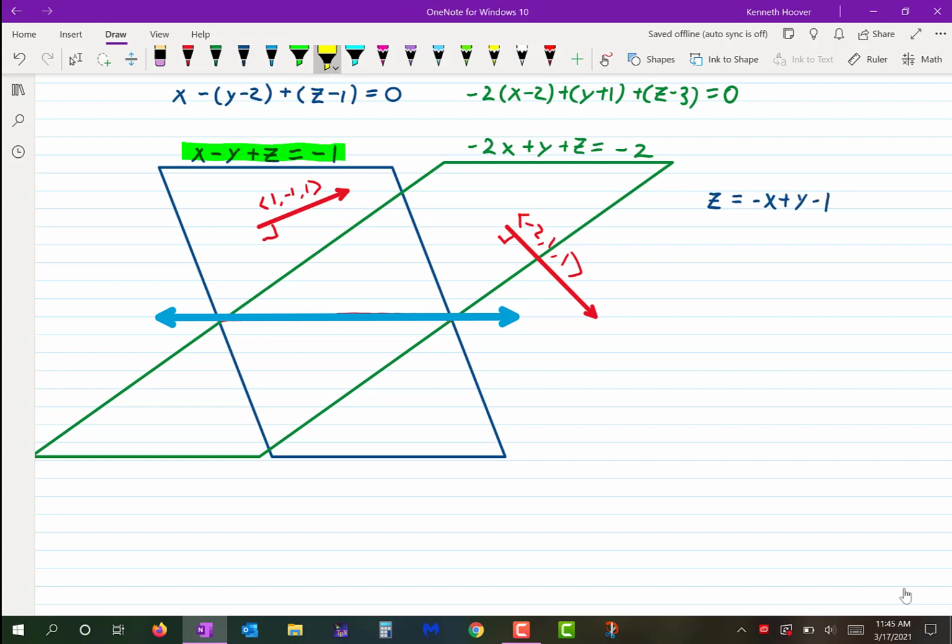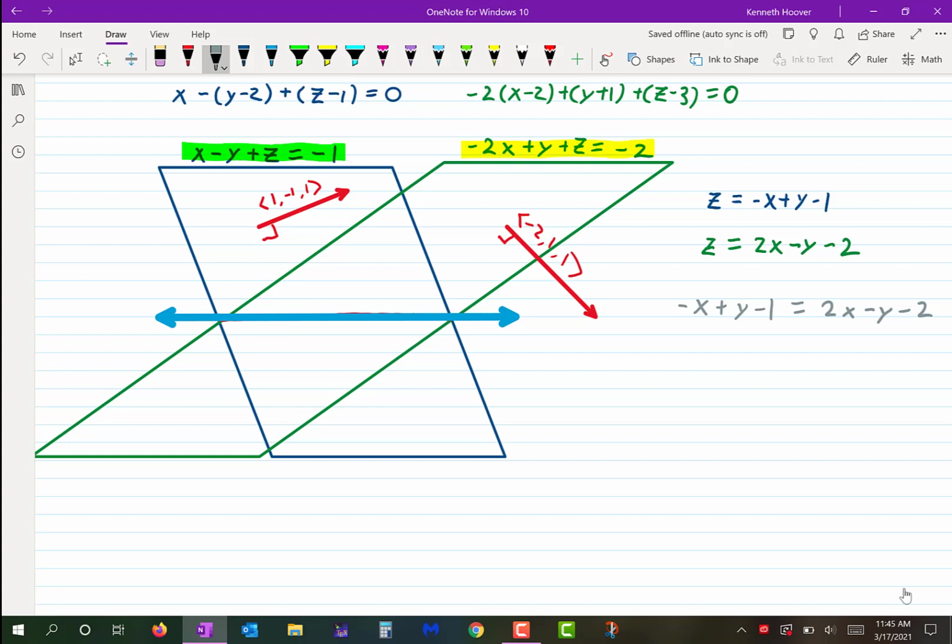And let's take this equation and solve it for z. We would get z equals 2x minus y minus 2. Now, if those two expressions are both equal to z, then they must equal each other. So we can write negative x plus y minus 1 must equal 2x minus y minus 2, because they're both equal to z.